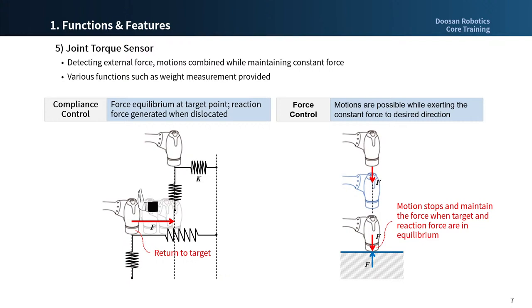Following are the features of the joint torque sensor. It detects external force and motion combined while maintaining constant force, and also offers various functions such as weight measurement. The compliance control allows the robot to move flexibly like a spring. And the force control acts as a constant force to push the workpiece. These two are the main dexterous functions of Doosan Collaborative Robot, and you will have more information in part 6.